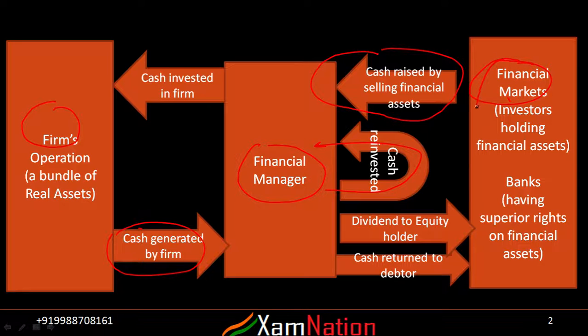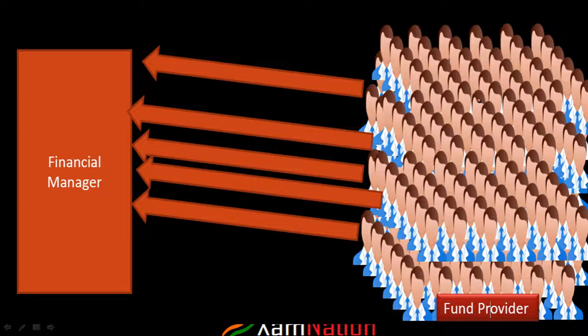So in the financial market there will be various players who will give money to the financial manager. Of course not free, of course they will demand something from the financial manager. Now let's understand how money is generated in the financial market. The basic concept is like this: there are various savers, a large number of small domestic savers, who save money, and they are providing the money to the financial manager.